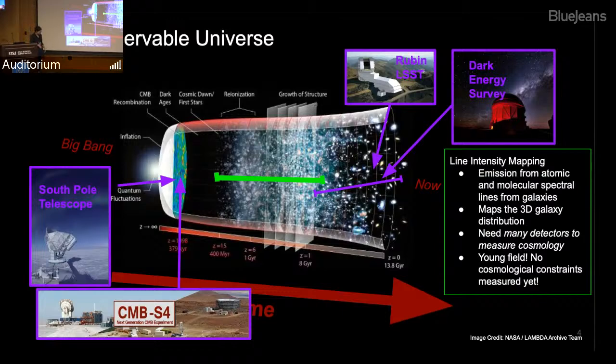Obviously, there are caveats. The first one is that you need many, many detectors on the sky to do these kinds of measurements in a way where you can say anything about cosmology. And the second big caveat, and the reason this is a double-edged sword, is that this is a young field. There have been no major competitive cosmological constraints made yet using line intensity mapping, which is uncharted territory, which is why I'm particularly excited to get my hands on this field.